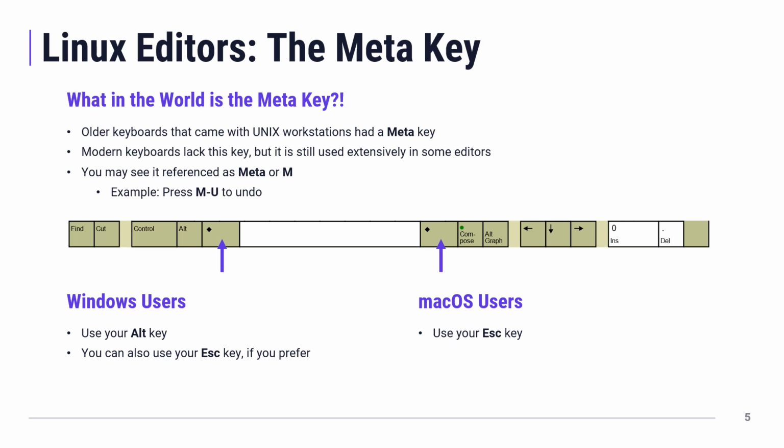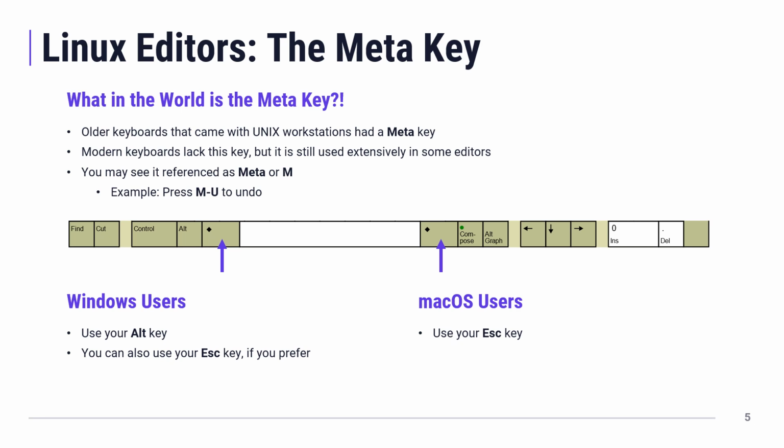So before I go on, when you are looking at documentation for certain editors, you will see mention of the meta key. Older keyboards that came with Unix workstations used to have this key that had a little diamond on it, and that was called the meta key. Obviously, today's laptops and PCs don't have that key, but editors like Emacs and Nano still make extensive use of it. So as a Windows user, if you see an instruction to press meta M or meta U or something like that, you're going to use your Alt key. That should work most of the time.